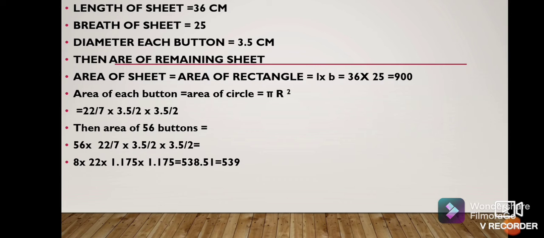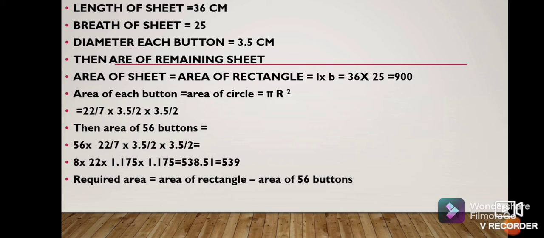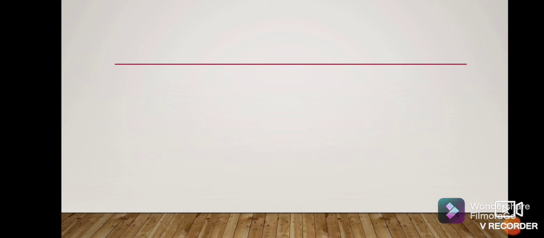Then we'll get 8 into 22 into 3.5 by 2, nothing but 1.175. 3.5 by 2 we can repeat it, so that we can write it as 1.175, that is equal to 538.51. So we can write approximately 539. Now the required area is area of rectangle minus area of 56 buttons. So now we get 900 minus 539, then we get 361. Okay, like this we can get.